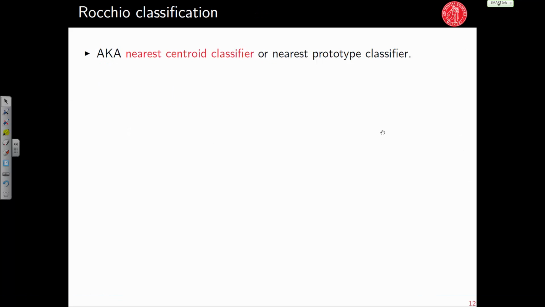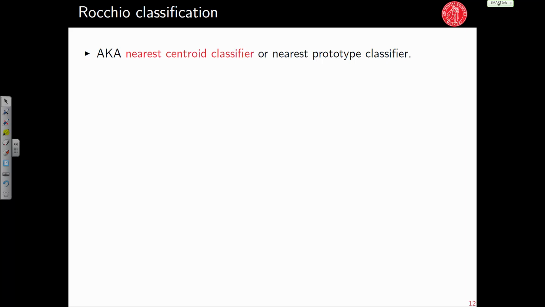Okay, so we now have a conception of what a class is, how we represent it, and what we mean by the different membership functions and class membership functions. So we're ready to look at our first classification model or algorithm, the Rocchio classifier, which is also sometimes called the nearest centroid classifier or the nearest prototype classifier.